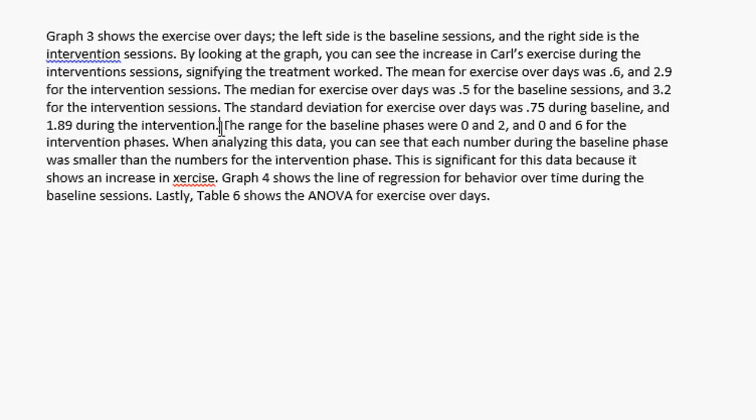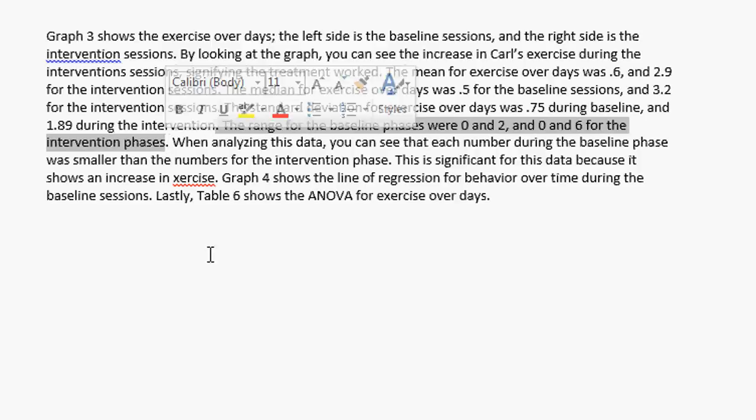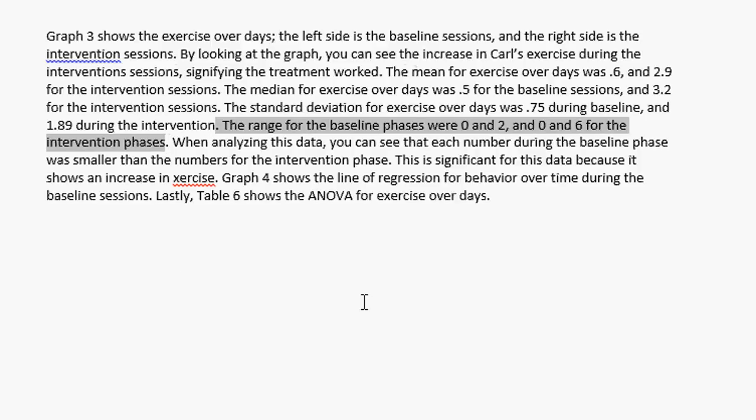Okay, that's fine. So we're getting the right data. It's just not being presented in a way that's clear to the reader. The range for the phases comes down here, and again, we don't need that. It's not particularly helpful for us. What might be helpful is the proportion of days where Carl didn't exercise at all, or the proportion of data points that overlapped from intervention to the baseline points. That might be useful, but just reporting the range doesn't really help us.